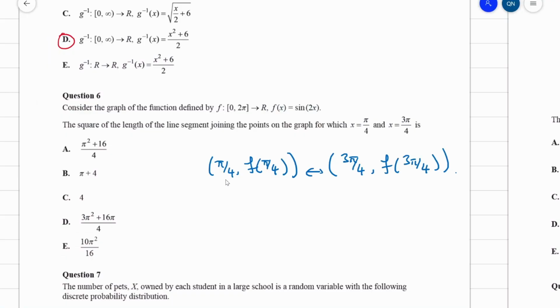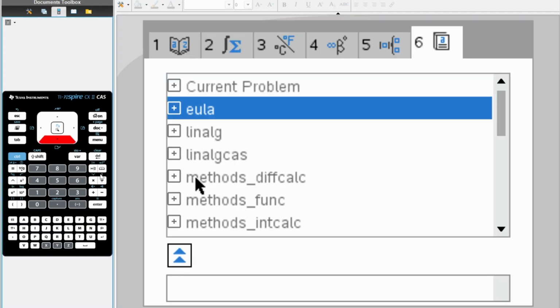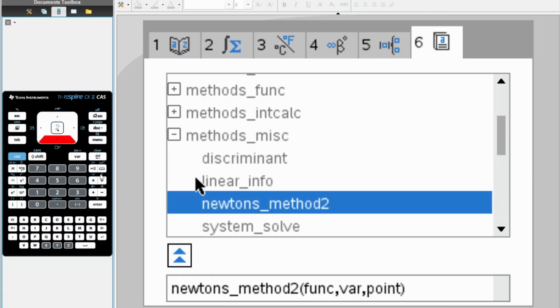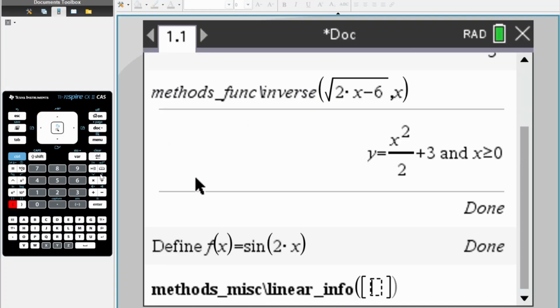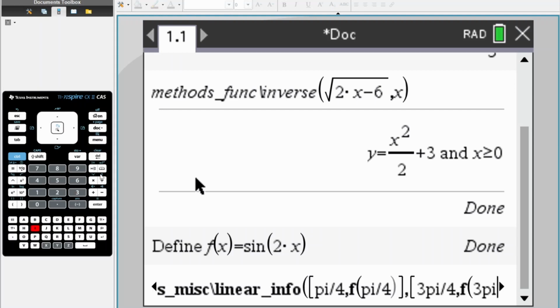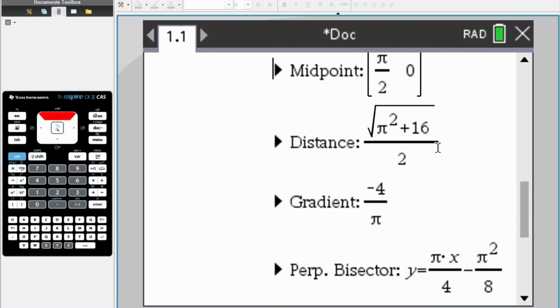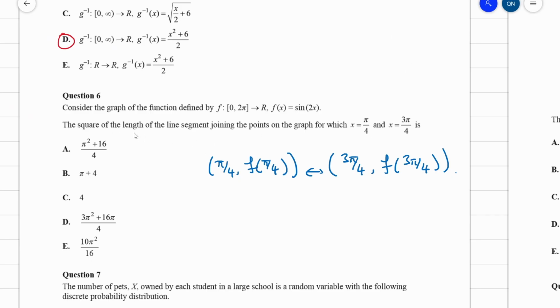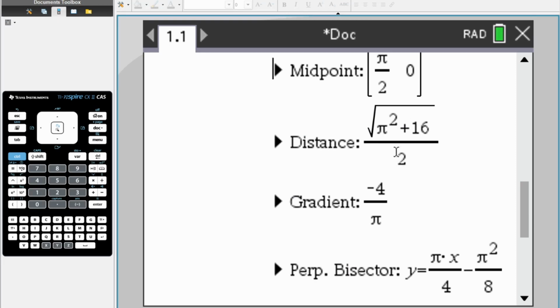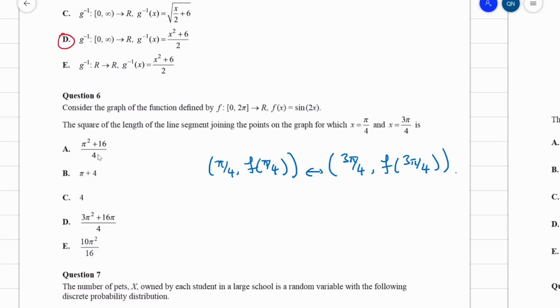Now you just need to use the distance formula, or if you have the programs, you can go to miscellaneous, go down to linear info, and just type in, well, we wanted pi/4 and f(pi/4), and we also want 3pi/4 and f(3pi/4). So do that, and that should give you a distance of square root of (pi squared plus 16) over 2. We wanted the square of the length, so we're going to remove the square root and square the denominator. So that's going to be (pi squared plus 16) over 4, which is A.